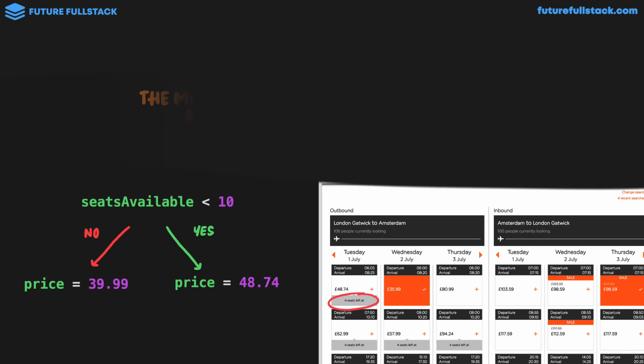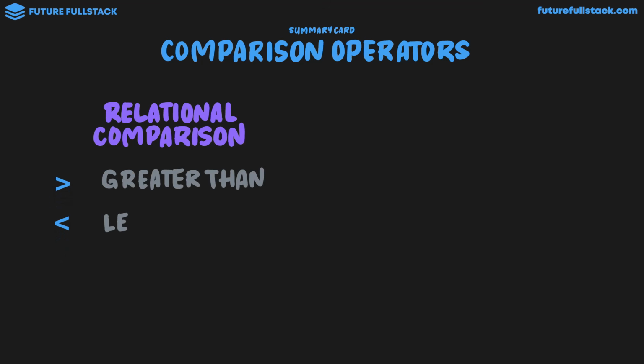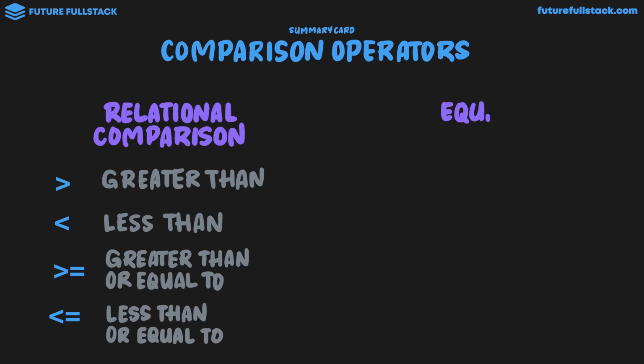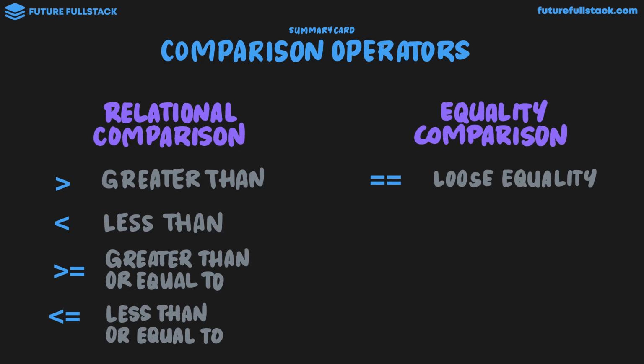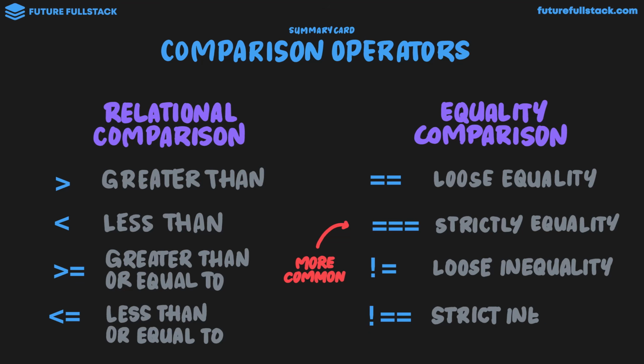So let's wrap up this video by building a summary card comparison operators. There are 2 different types of comparison operators. The first had to do with relational comparison, where we saw greater than, less than, greater than or equal to, and less than or equal to. We then looked at equality comparison. We looked at the loose equality, which just checks values and ignores type. And we looked at the strict equality with 3 equal signs, which checks both values and type. And we said that the strict equality is more commonly used. We then saw the loose inequality, which only compares value, and then the strict inequality, which compares value and type, and again is more commonly used.